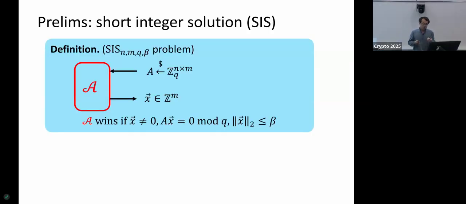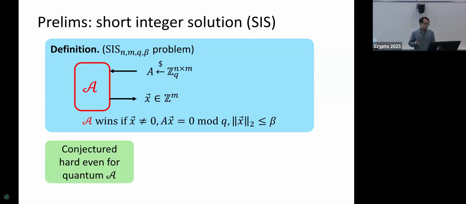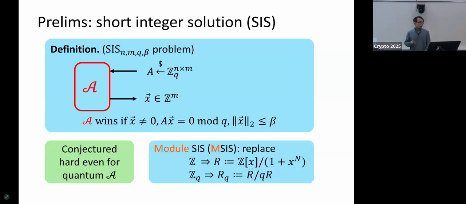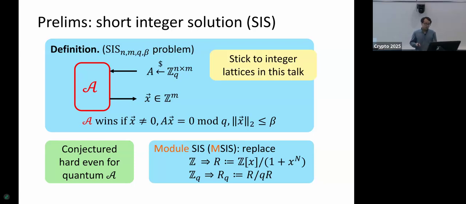So first, let's recall the short integer solution problem. Here, the adversary is given a random matrix A, and the goal is to output a non-zero short solution x such that A times x is equal to 0 mod q. This problem is conjectured to be hard even for quantum adversaries for certain parameters. And when we add M in front, we refer to the modular version of the assumption, where the integer space is replaced with a polynomial ring. For practical schemes, we usually use the modular version for better efficiency. But for simplicity of this talk, I will only focus on the integer lattices.